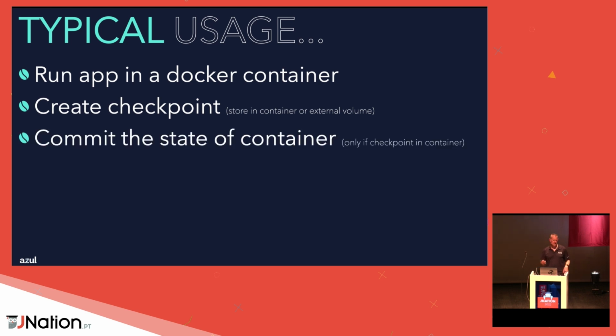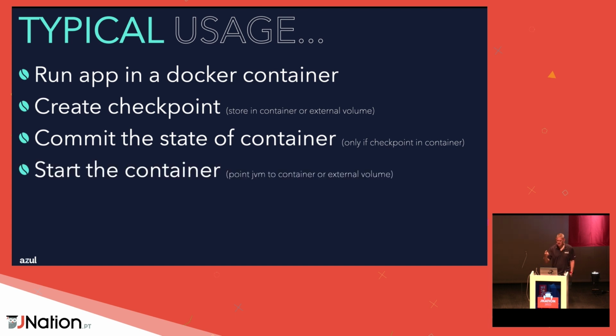And then you commit the state of the container only if you have really stored it into the container. And this is also the reason why I don't really like it, because you don't want to really change the state of the container. But in principle, if you put it in the container, then this new state is your new deployment container. This is the one that you use to deploy into production. It contains the checkpoint. Otherwise, you just point it to a volume in your cluster or wherever you run it, and then when it starts, it loads the checkpoint from there. Then you start the container, and like I said already, it will just use the checkpoint and restore to memory.